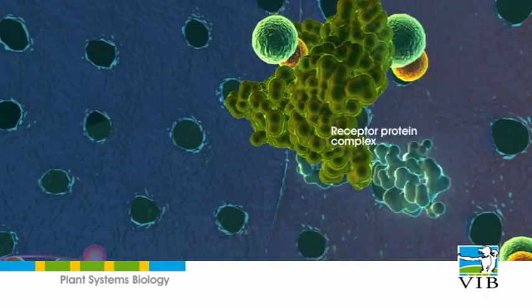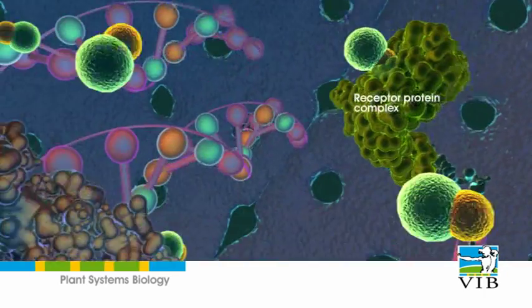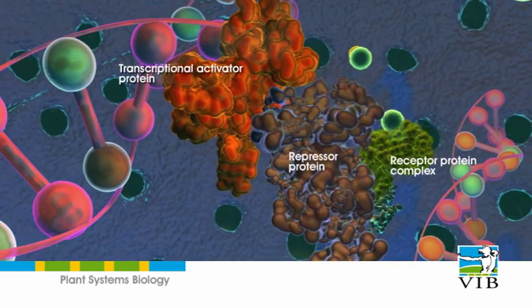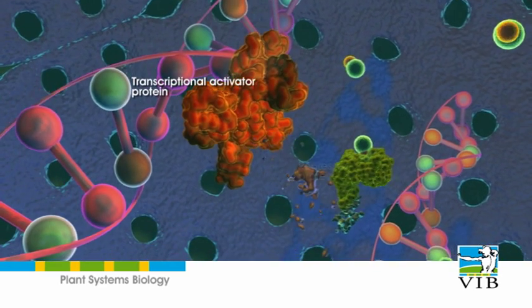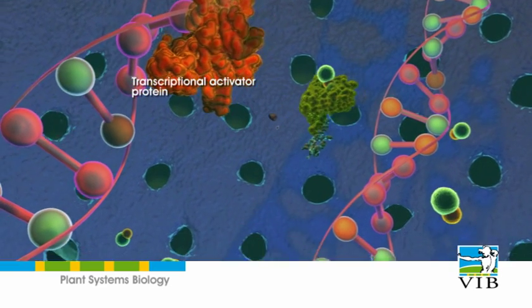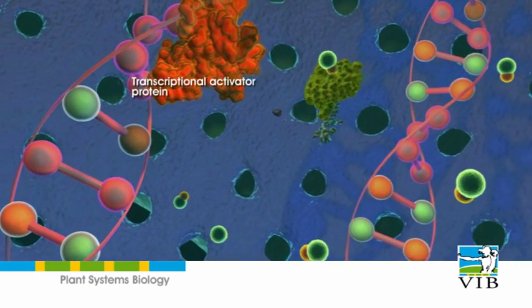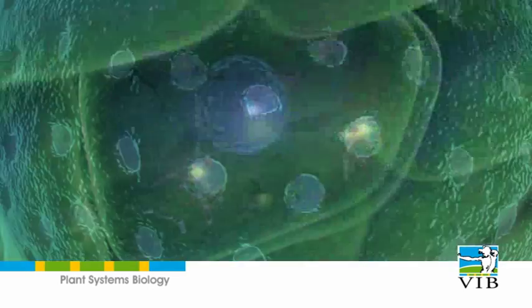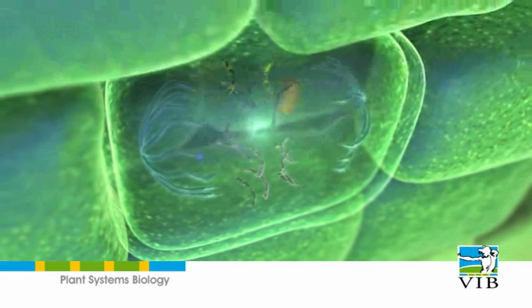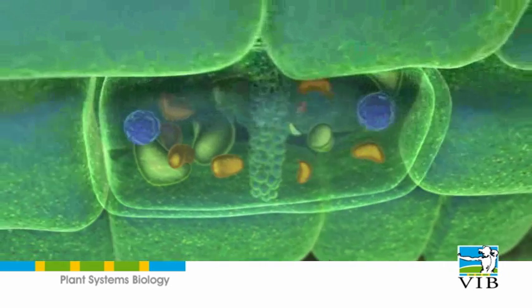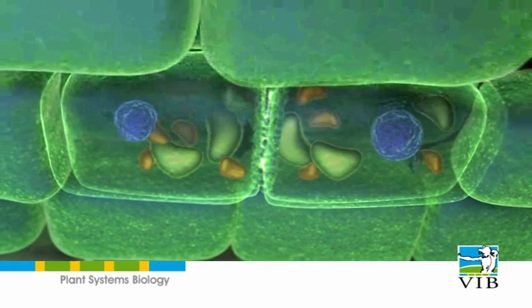The activated receptor then interacts with a second complex that consists of a transcriptional activator protein and a repressor protein. The repressor protein is destroyed, liberating the transcriptional activator and allowing it to turn on gene activity. Through this mechanism, auxin activates several genetic pathways that stimulate the cell cycle, inducing the repeated rounds of cell division observed in all meristems.